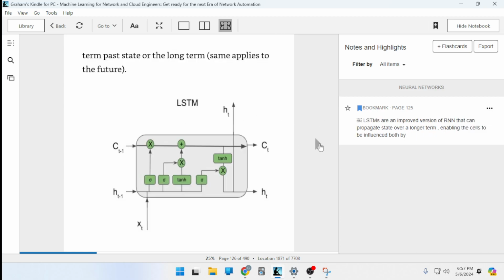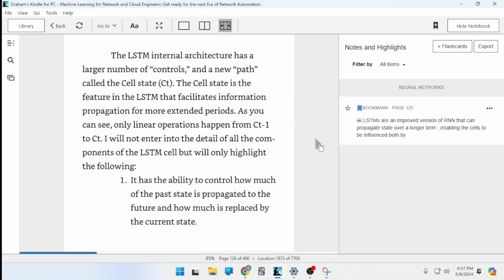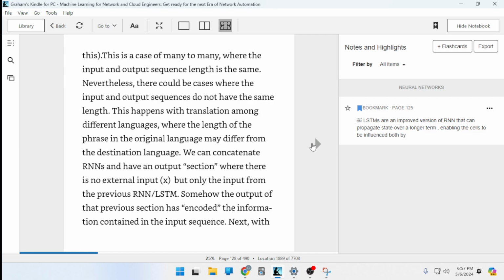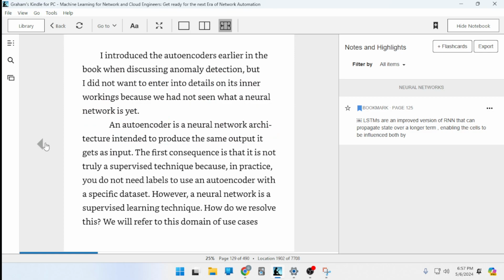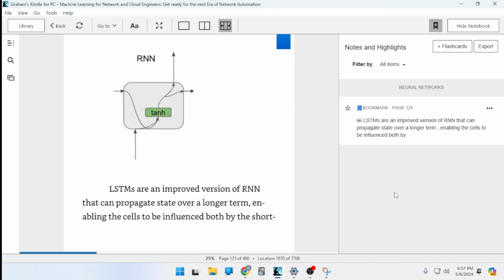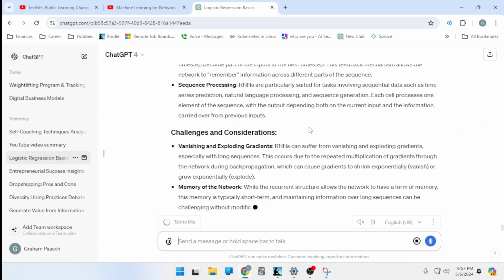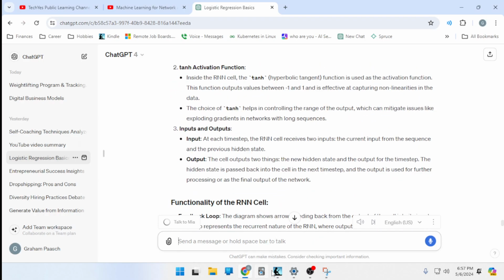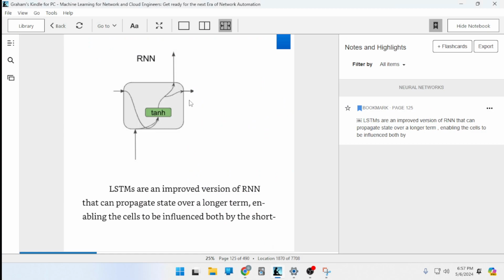The diagram you provided illustrates the basic structure of a recurrent neural network, RNN, cell using the hyperbolic tangent, tanh, activation function. Here's how the RNN operates and the significance of its components. Components of the RNN cell. RNN cell. This is the basic unit of a recurrent neural network. The cell takes an input at each time step and produces an output while maintaining a hidden state that captures information from all previously seen inputs. tanh activation function. Inside the RNN cell, the tanh hyperbolic tangent function is used as the activation function. This function outputs values between -1 and 1 and is effective at capturing nonlinearities in the data. The range of tanh helps in controlling the range of the output, which can mitigate issues like exploding gradients in networks with long sequences.